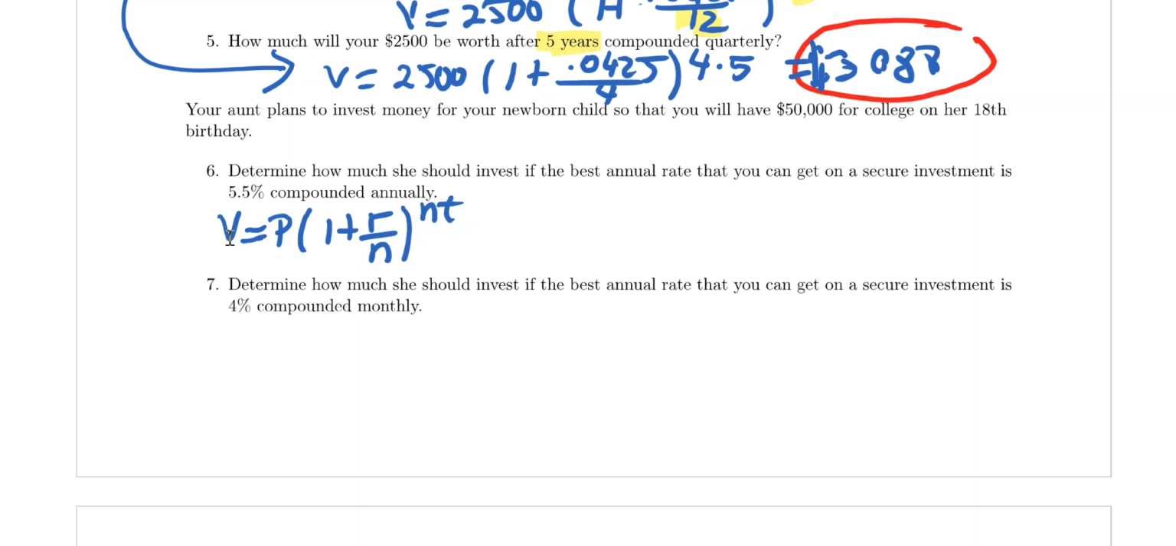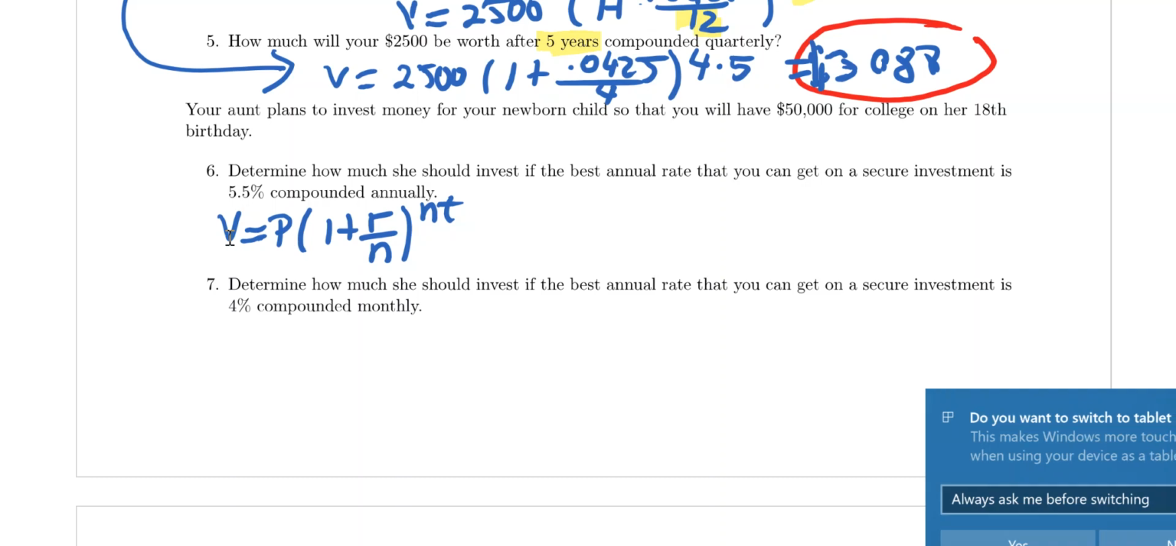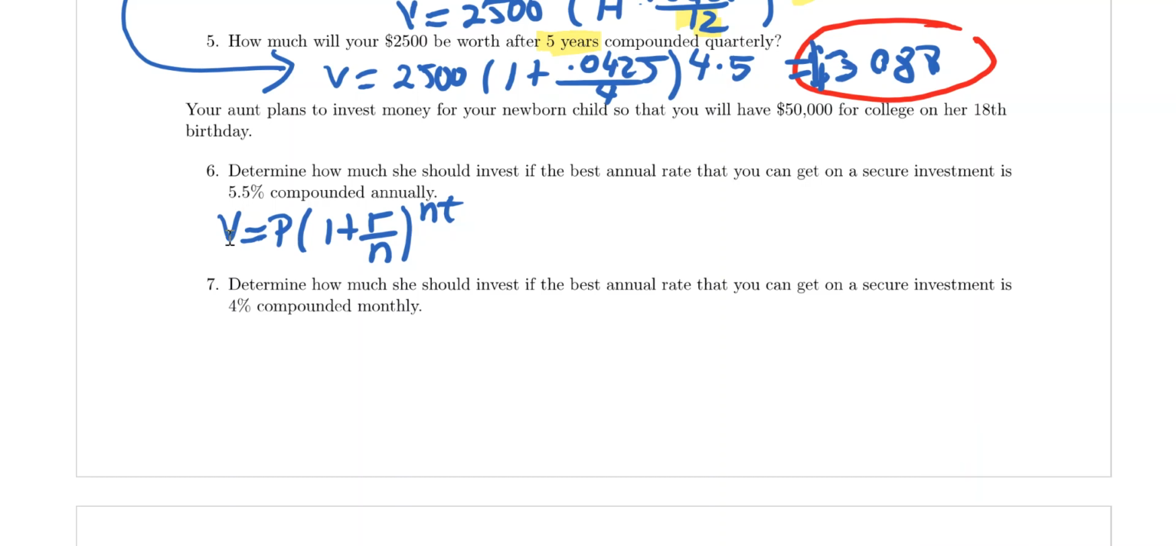So for example, your aunt plans to invest money for your newborn child such that you'll have $50,000 for college on their 18th birthday. Determine how much she should invest now if the best annual rate she can get is 5.5% compounded annually.